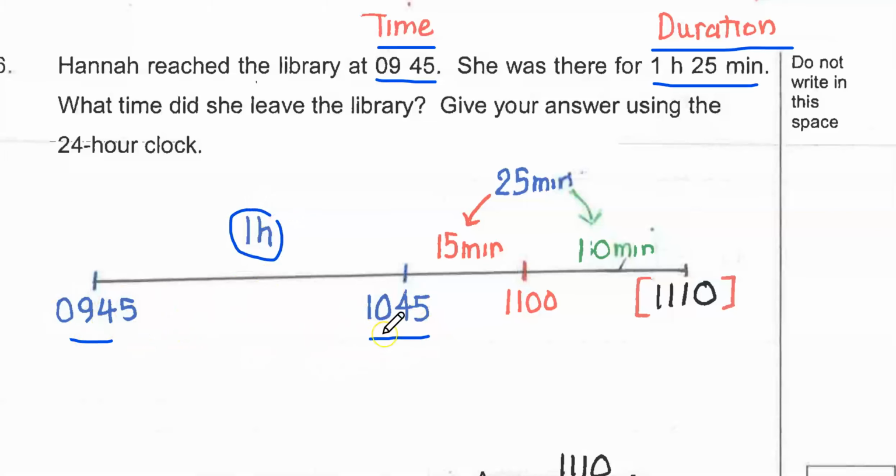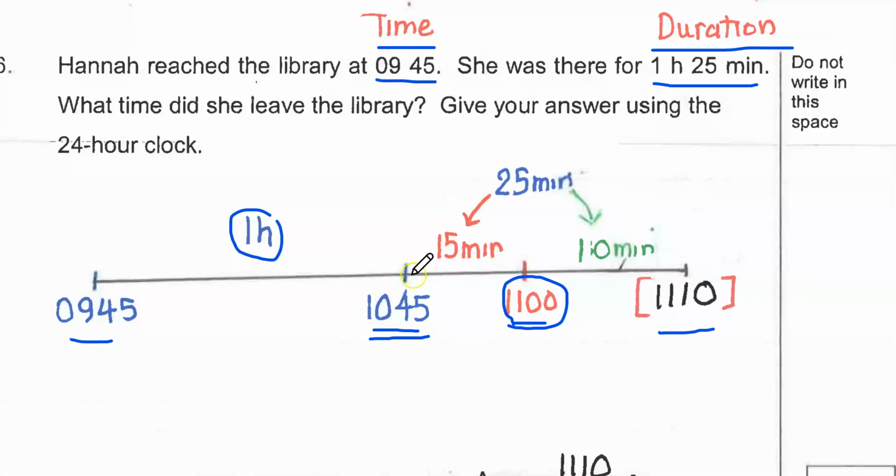9:45 to 10:45 is 1 hour. Now handle this 25 minutes over here. You put 25 minutes here. You know that 10:45, you want to add 25 minutes to find out the final time. Now the easier thing to do is find out the next o'clock and put it there. The next o'clock is 11 a.m.